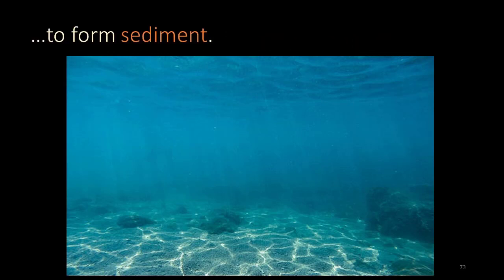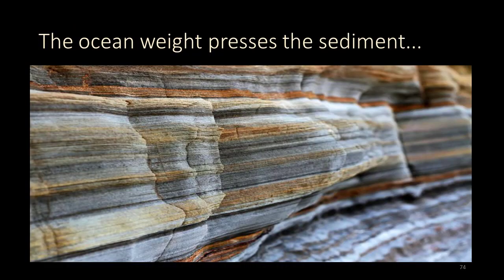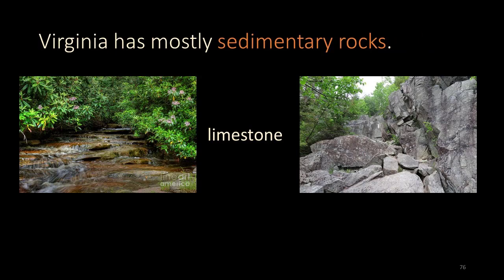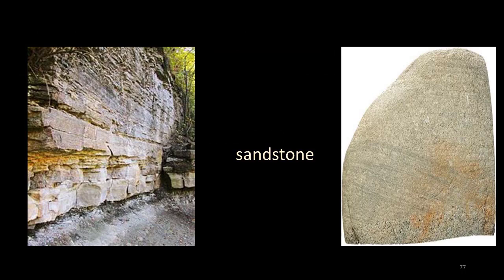And it forms sediment. If you've ever been to the beach, you've felt this sediment on your feet. The ocean weight presses the sediment down together to form sedimentary rock. So that's a second kind of rock. Virginia has mostly sedimentary rocks formed in the ocean.